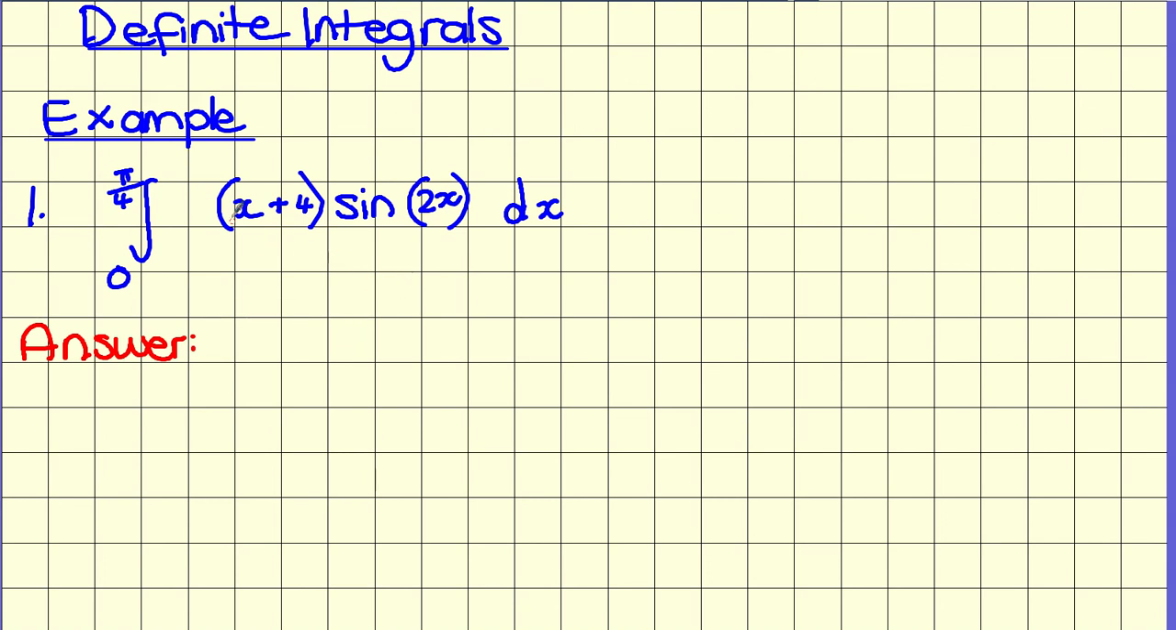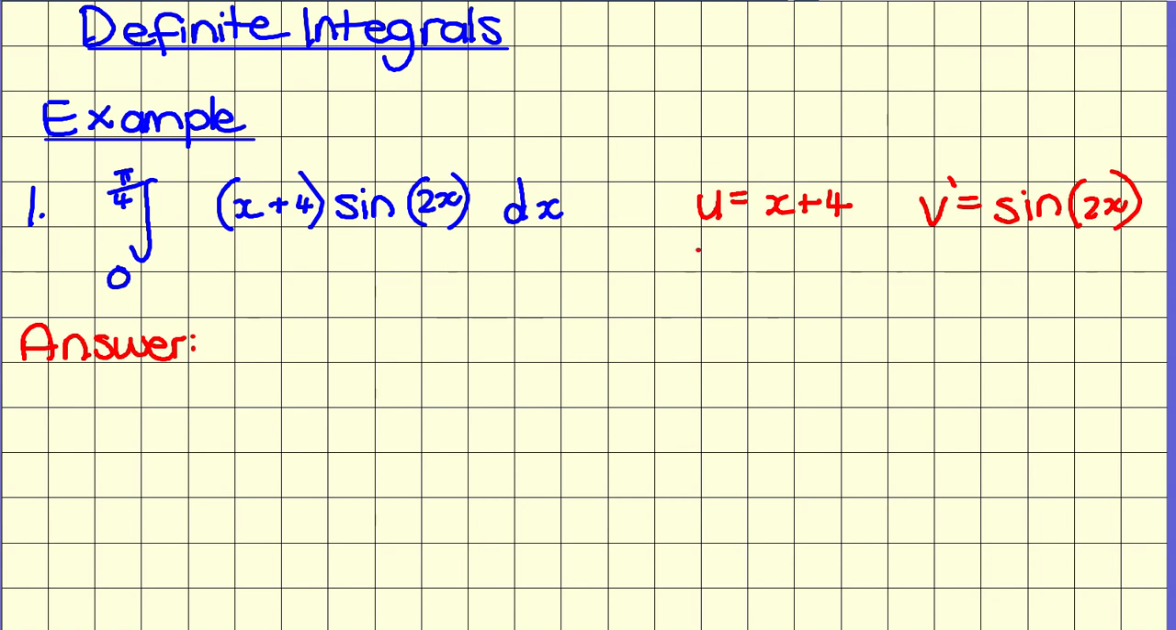Okay, so when you look at this question, straight away you should be thinking, right, this is definitely integration by parts, because you get two things multiplied together here. So think to yourself, which one becomes easier when you differentiate it? And it's obviously going to be the x plus 4. So at the side here, I'm going to let u equals x plus 4. And then v dash is whatever's left over, which is your sine 2x.